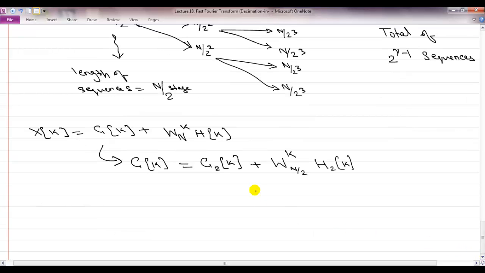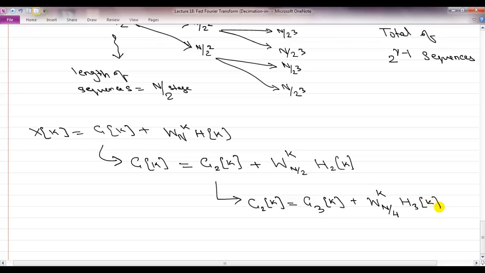Okay, and similarly G2 of k is simply given by its next stage, which is G3 of k plus W_{n/4}^k H3 of k. And we keep on doing that till we are left with a sequence which has length 2. So let's think of a length 2 sequence. How do you compute the DFT of a length 2 sequence? So suppose we have a length 2 sequence.